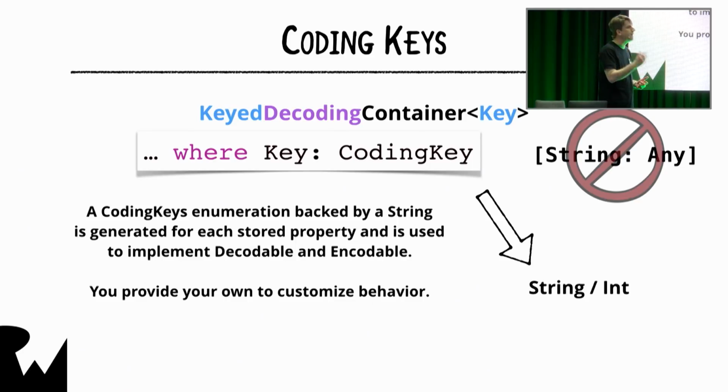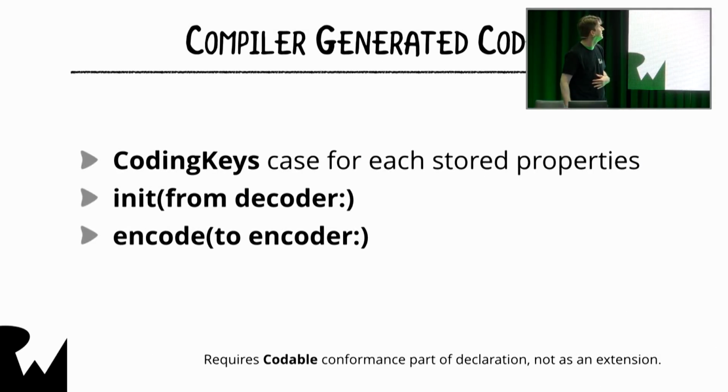So every stored property in your type that you're going to make codable will get one of these coding keys. It'll be generated a coding key, and there's all kinds of ways that we'll see that we can customize this. So the compiler generates three things for you when you conform to codability. First, it gives you a coding key, one for every stored property. Then it creates an init method for you. And then the compiler also creates an encode method for you. But we'll see that you can override these things if you want. The other little piece of information down here says this Codable needs to be part of the formal definition of the model, not an extension. And we'll see that at play as well.